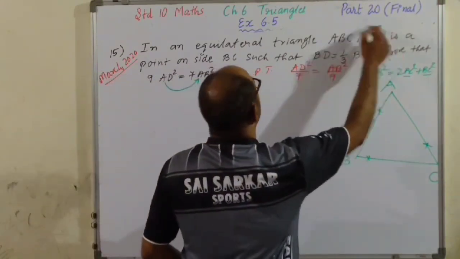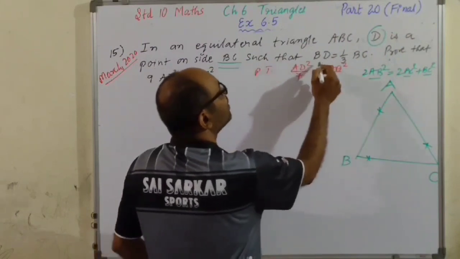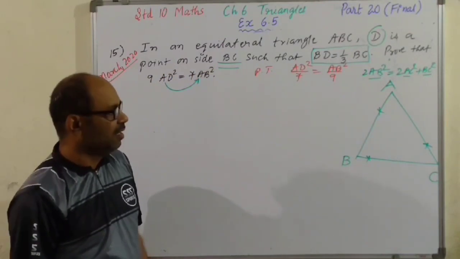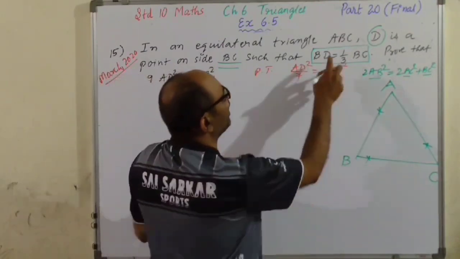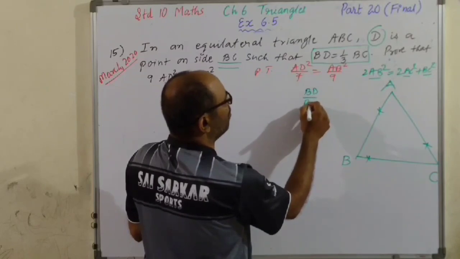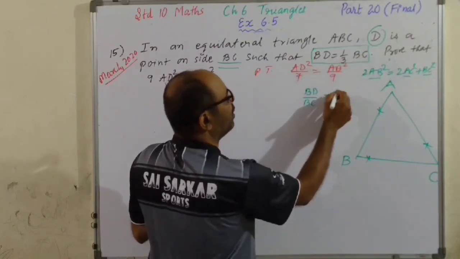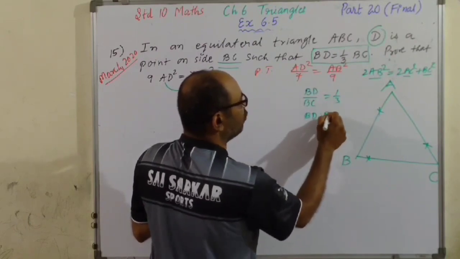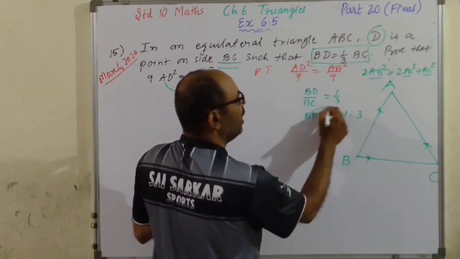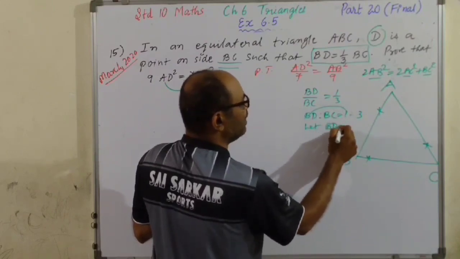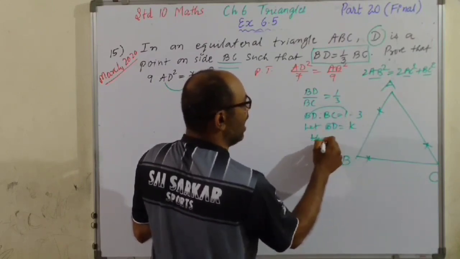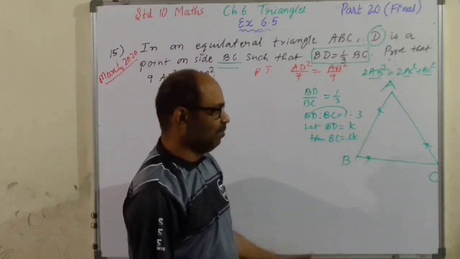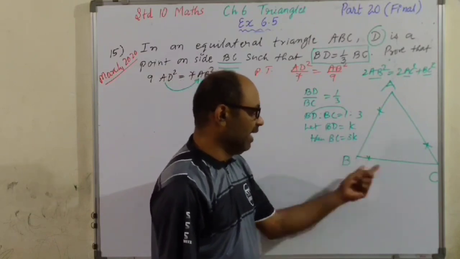D is a point on BC such that BD is equal to 1/3 BC. यहां थोड़ा सा कैलकुलेशन करेंगे. BD upon BC. Take BC on another side. 1/3. So BD is to BC is 1:3. Let BD be equal to 1K. Then BC will be 3K. Very interesting. अब समझो BC कहाँ है, BD कहाँ है.